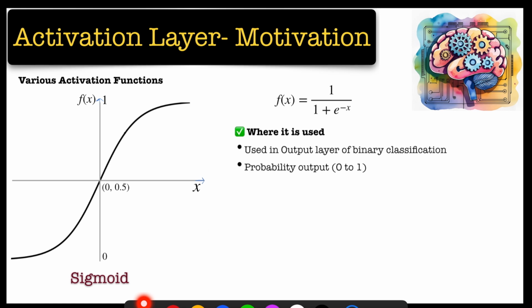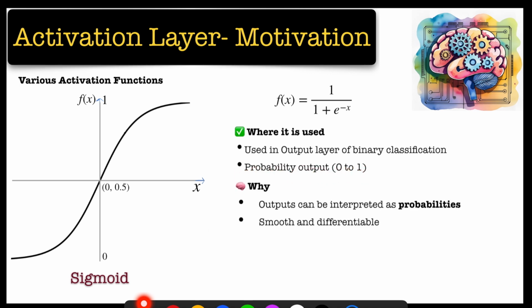Where is it used? It is used in the output layer of binary classification, for probability output from 0 to 1. Why is it used? Because the output can be interpreted as probabilities, and this is a very smooth and differentiable function. In the logistic regression video, we also saw how to find the derivative of sigmoid.